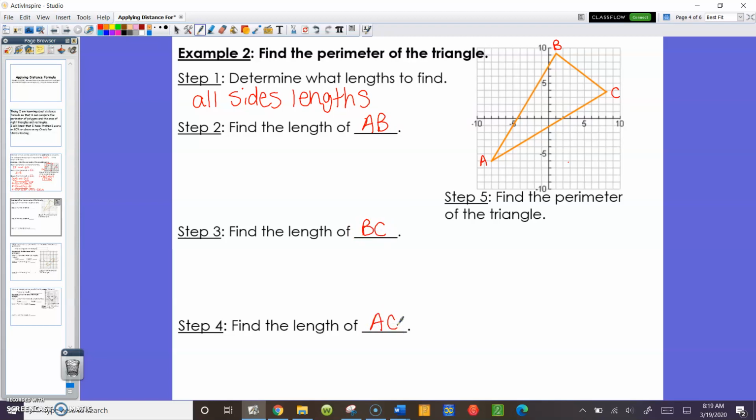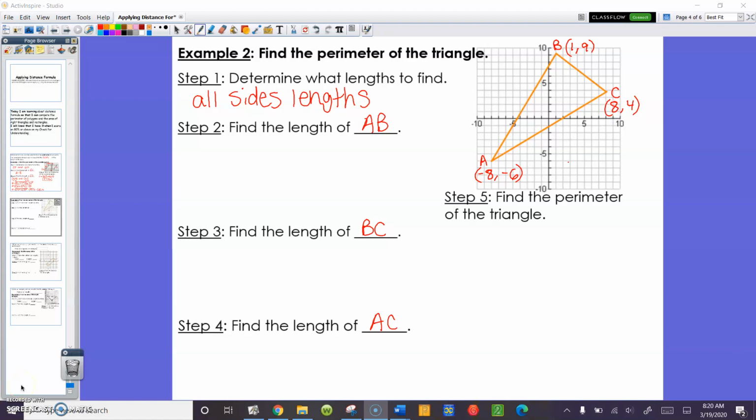Let's find our ordered pairs. The ordered pair for A is -8, -6. For B, it is 1, 9. And for C, it is 8, 4.